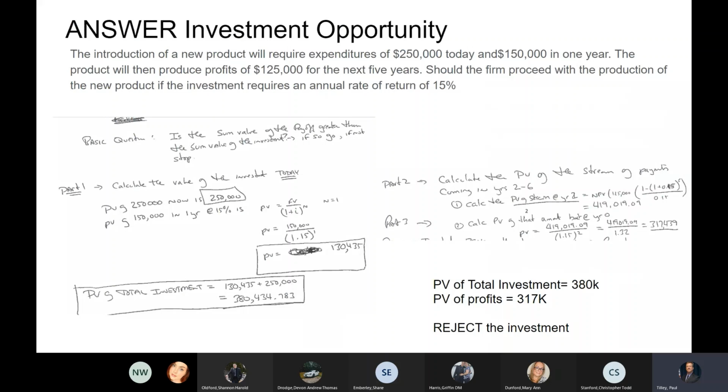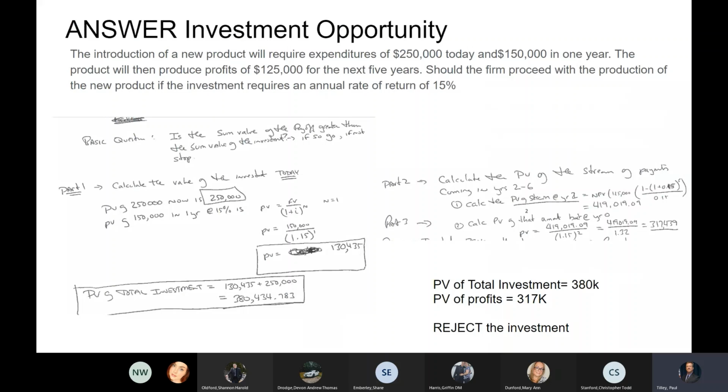And then we also have to figure out what is the current value of $150,000 in 1 year's time. So we need to take the present value of $150,000 and bring it back 1 year. 15% is the rate that we use. So at 15%, that means in 1 year, the present value is worth $134.35.